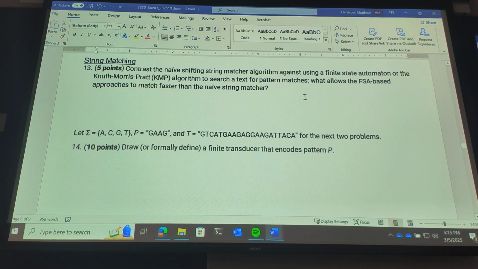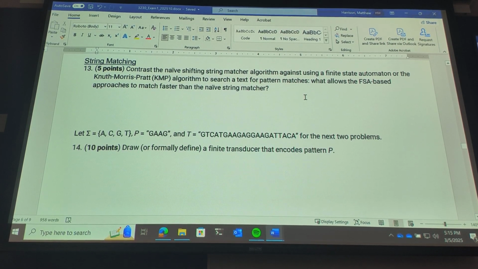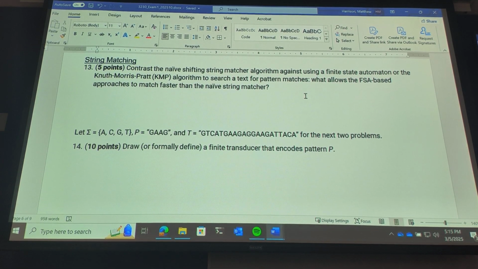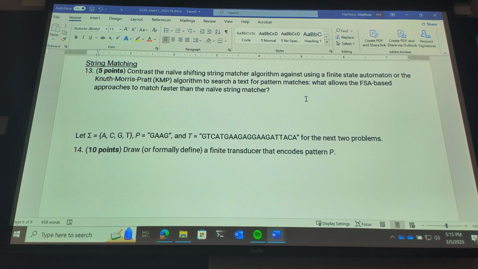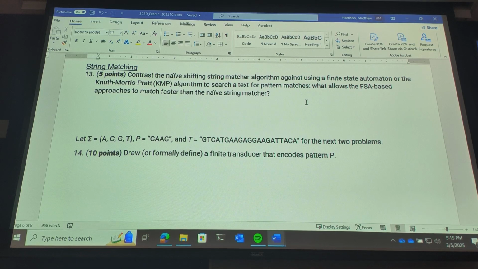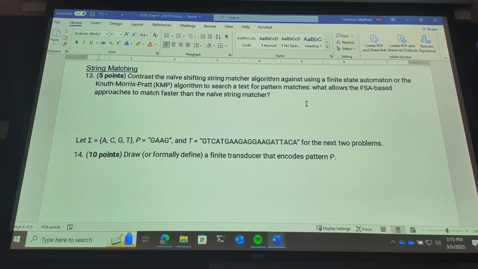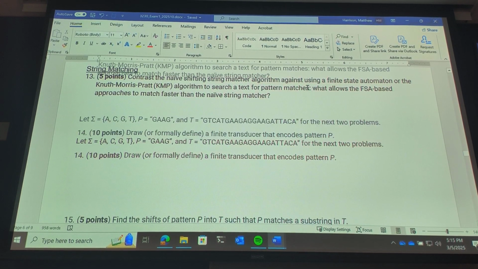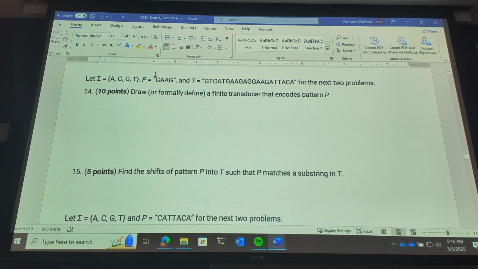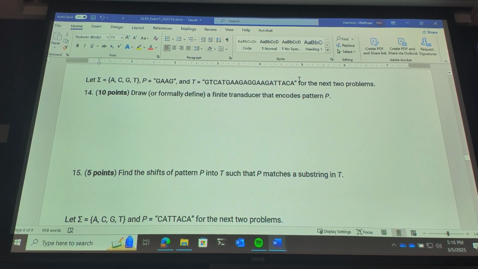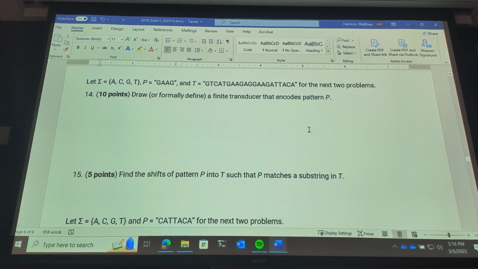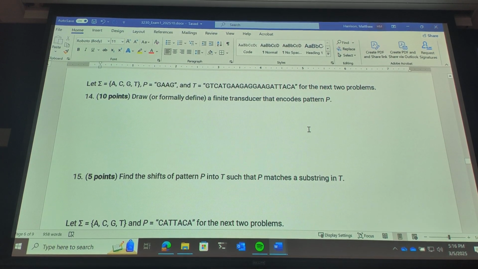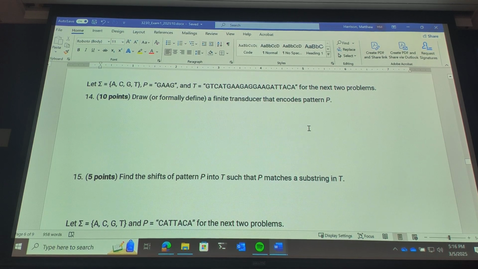Alright, string matching. Contrast naive string matching versus the finite state automaton or the Knuth-Morris-Pratt algorithm to search for text and pattern matches. What makes this much faster, in other words? Tell me the idea behind it. Then, given the pattern GAG and that string right there, define a finite transducer that encodes pattern P, meaning a finite state machine that doesn't have accepting states but recognizes the patterns.